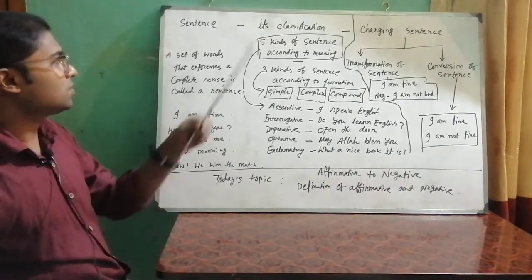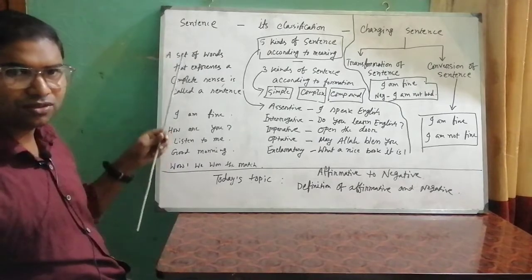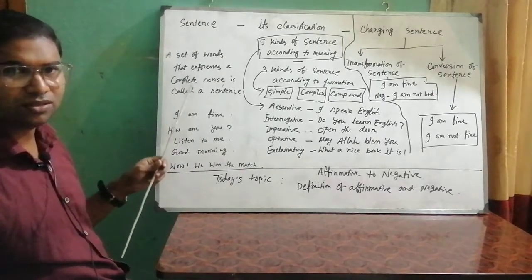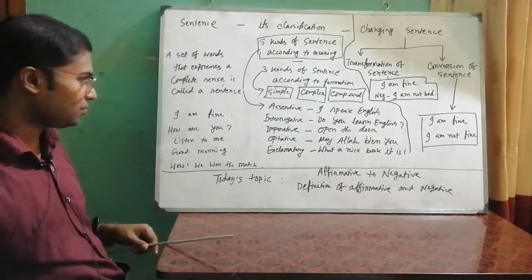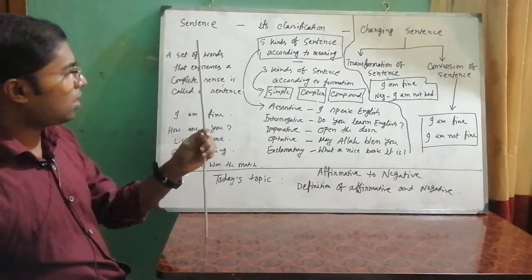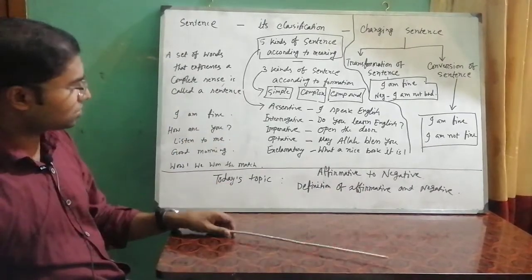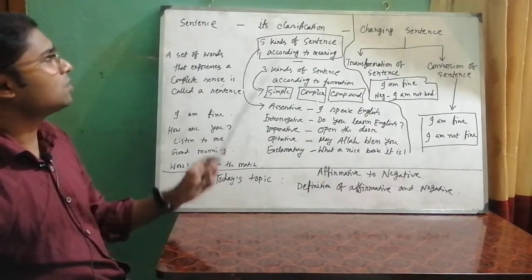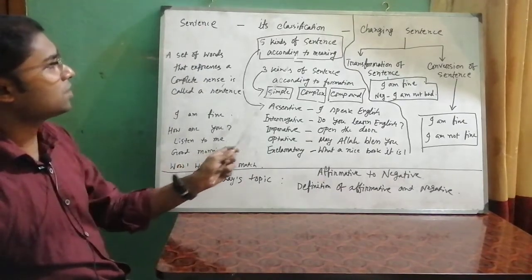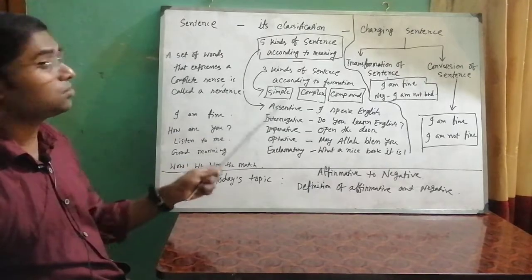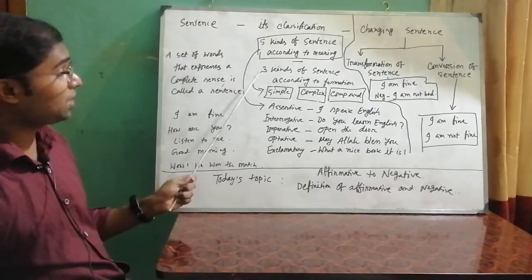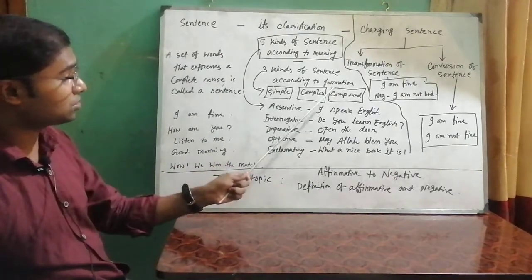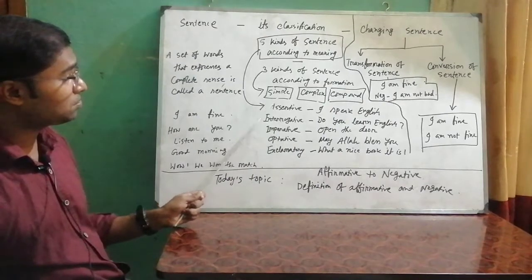Now it's classification. My dear students, if you do not understand, please try to understand, okay? I wrote down five kinds of sentence. There are 5 types of sentence according to meaning, and 3 kinds of sentence according to formation: simple, complex, compound.